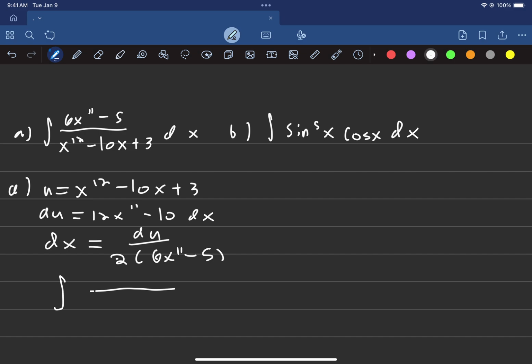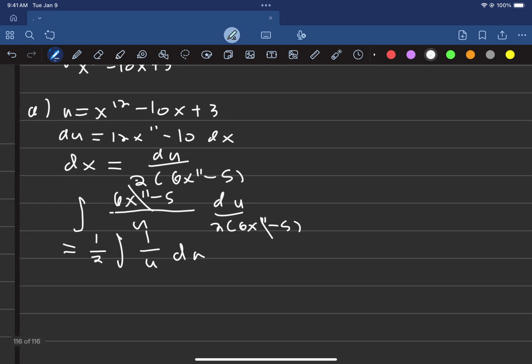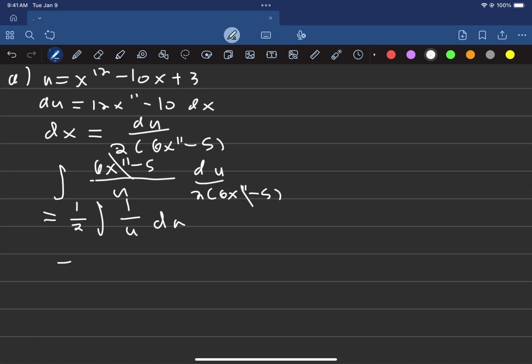So let's substitute this back into our integral. So we have 1 over u, then we have 6x to the 11 minus 5, then we have du over 2 times 6x to the 11 minus 5. And we'll see that these two factor out. So this will simply be equal to, we can move this 1/2 to the front, 1/2 the integral of 1 over u du. And then this is simply equal to 1/2 ln of the absolute value of u plus c.